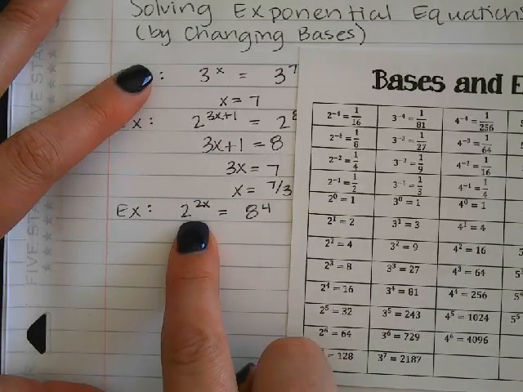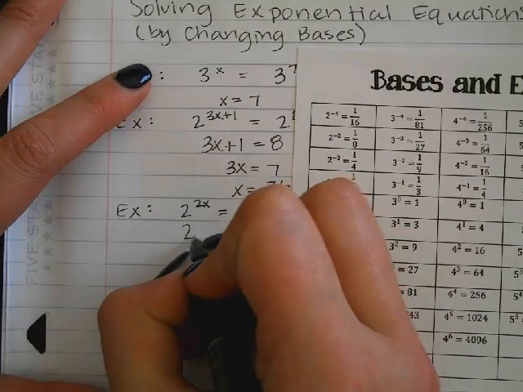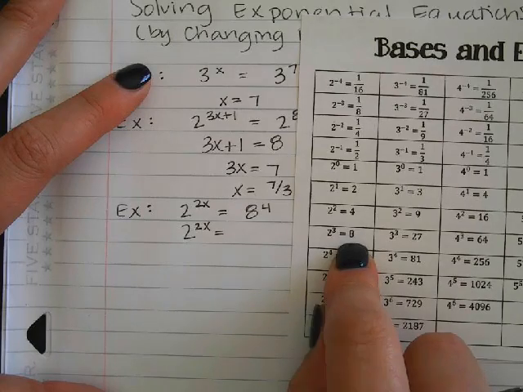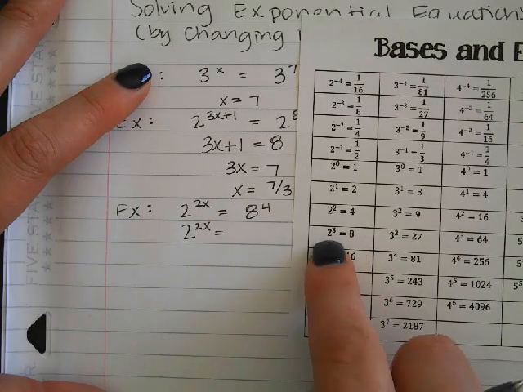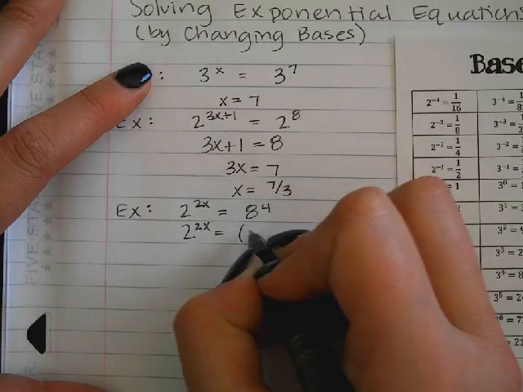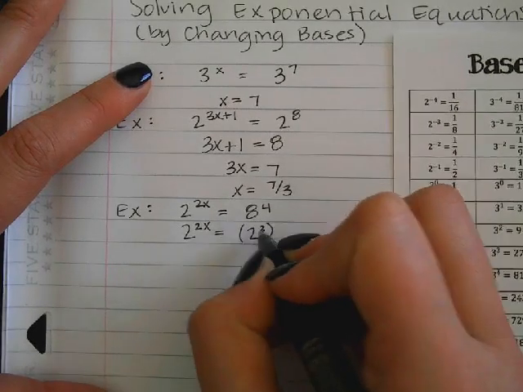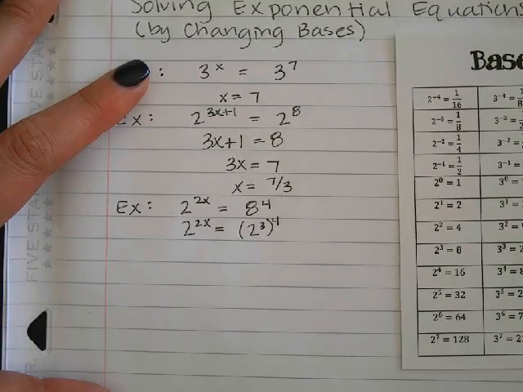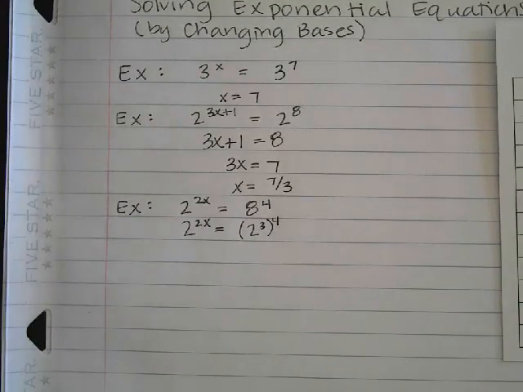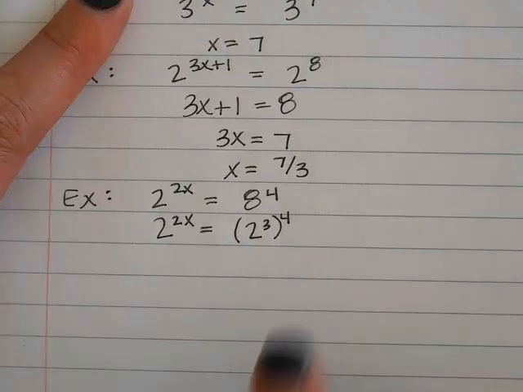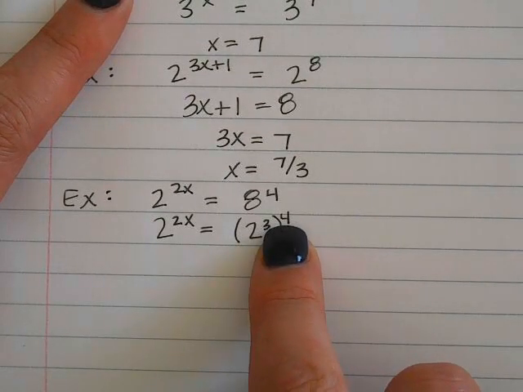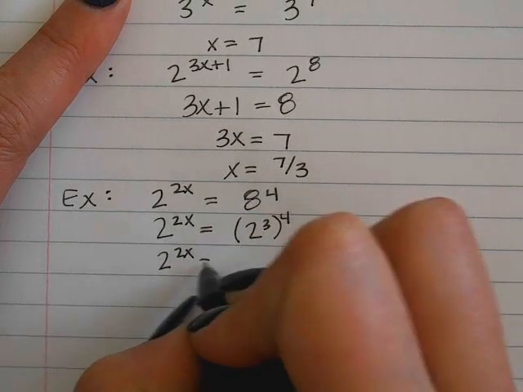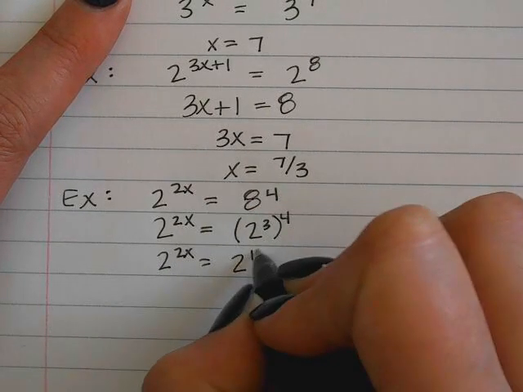So 2 to the 2x already has a base of 2, so I'm going to go ahead and leave that one. 8 does not have a base of 2, so I'm going to take the 8 out and I'm going to replace it with a 2 to the 3rd. It's still being raised to the 4th, so I'm still going to put the 4 right there. Now we have to remember our exponential rules. If you have an exponent raised to another exponent, then you need to multiply the exponents together. So this gives us 2 to the 2x equals 2 to the 12.